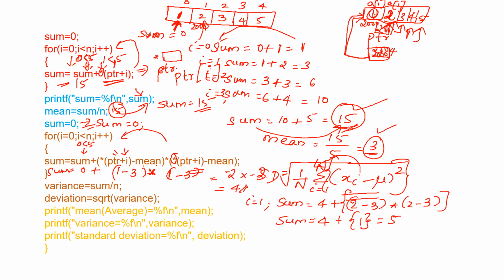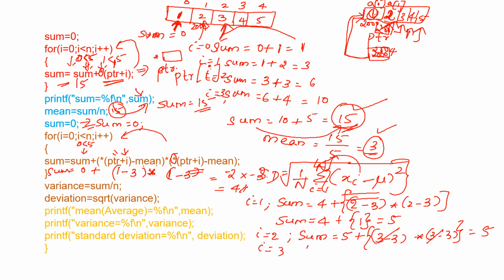Again i will be incremented. Now i will be equal to 2. During i is equal to 2, what will be your sum? Sum will be equal to the previous value, 5, plus, the pointer will shift to the next location. The next value is equal to 3, right? Element is 3. So 3 minus 3 into 3 minus 3. Okay. So here 3 minus 3, what will be the value? It will be equal to 0, right? This will be 0, this will be 0. So you will be getting sum maintained at 5 as such.